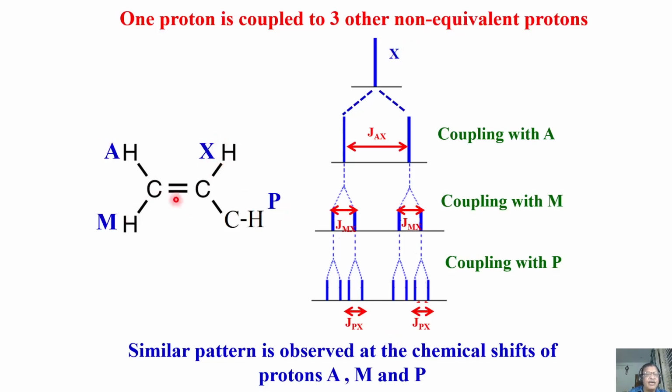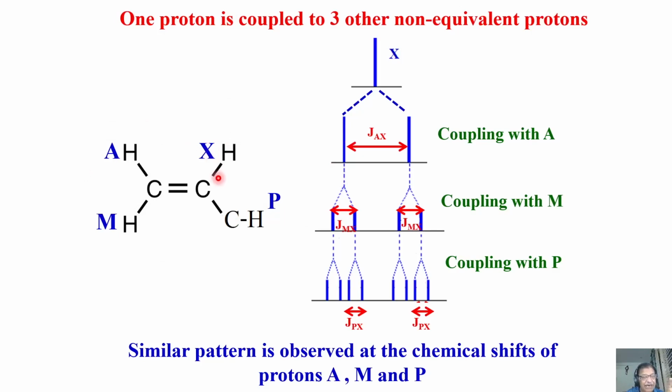Similarly, work out the family tree diagram for proton A. A is coupled to X, A is coupled to M, and A is coupled to P. So you will get 8 lines of equal intensity for A. Similarly, for M, M is coupled to A, M is coupled to X, and M is coupled to P. You get again 8 lines of equal intensity for M. What about P? Exactly same, 8 lines of equal intensity.